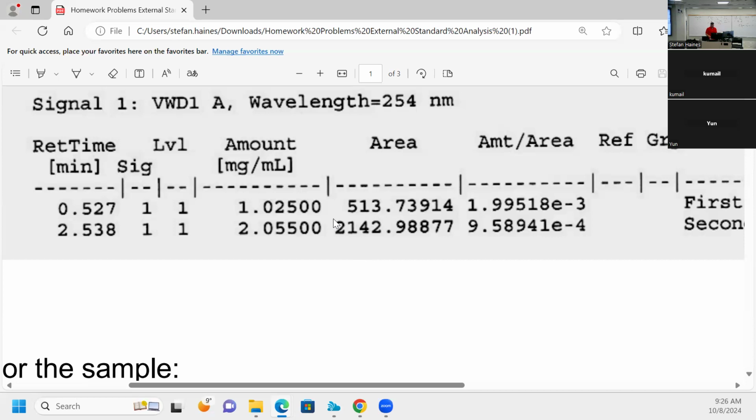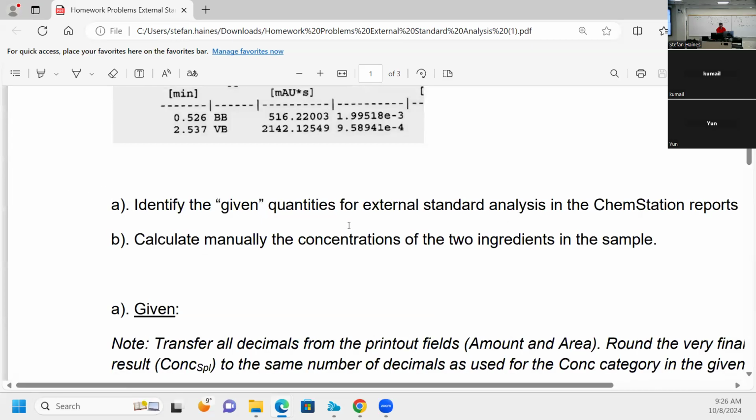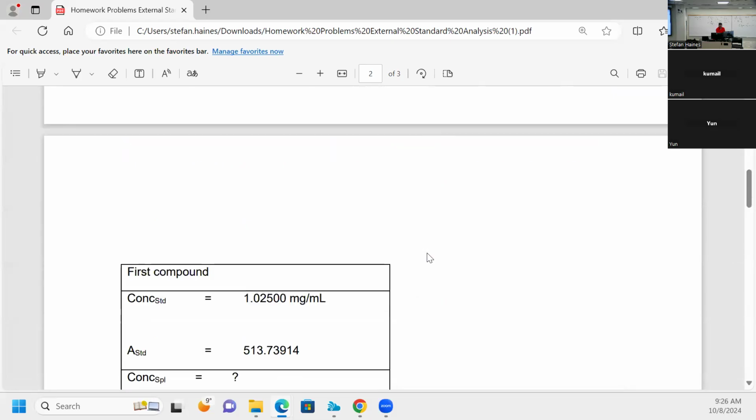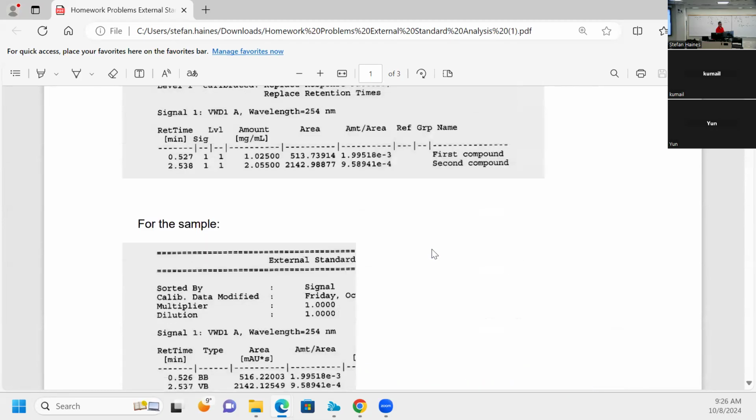I do these ones manually. I did. Okay. Let's see. Who needs more time? Yes, more time?